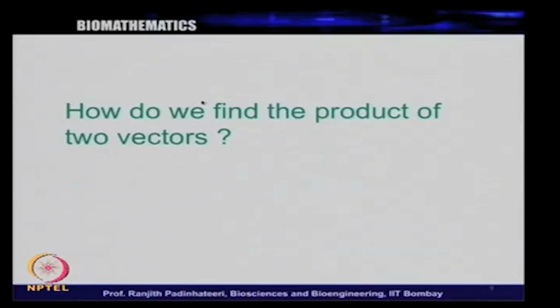The question we want to ask is, how do we find the product of two vectors? Now, you know that a vector has a magnitude and a direction, and we also saw that if you add two vectors or subtract two vectors, you always get another vector. Then the question is, if we find the product of two vectors, will we get a vector or not?